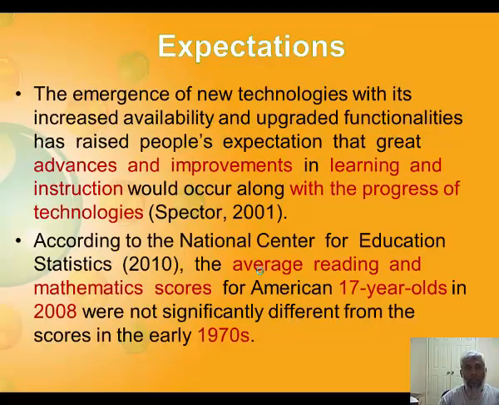So what are the expectations as new technologies are coming and evolving with new and upgraded functionalities? The expectation is that they should bring huge improvement in learning and instructional achievement, which is really not happening. According to the National Center for Educational Statistics in 2010, the average reading and mathematics scores for American 17-year-olds in 2008 were not significantly different from the scores in the early 1970s.